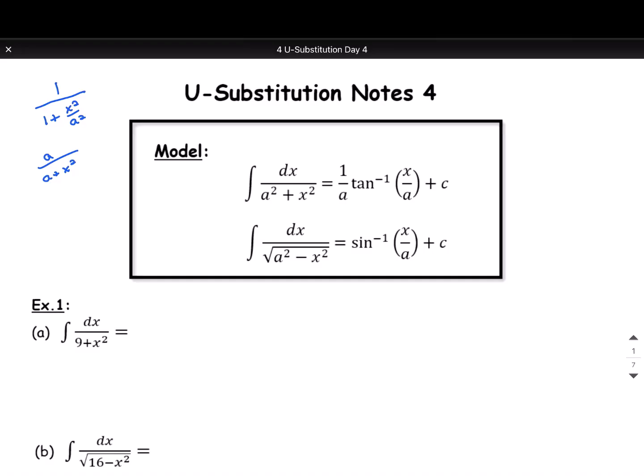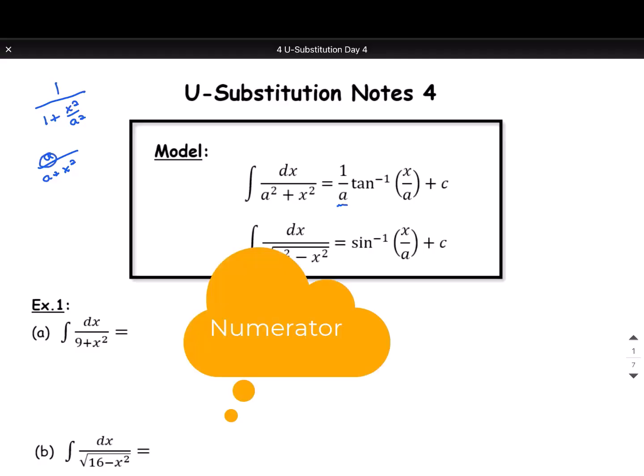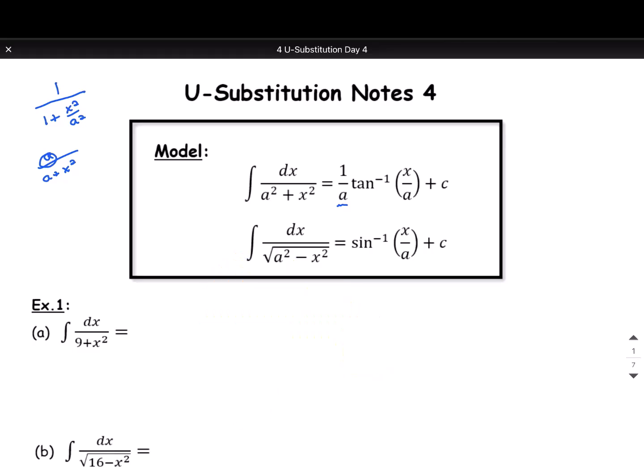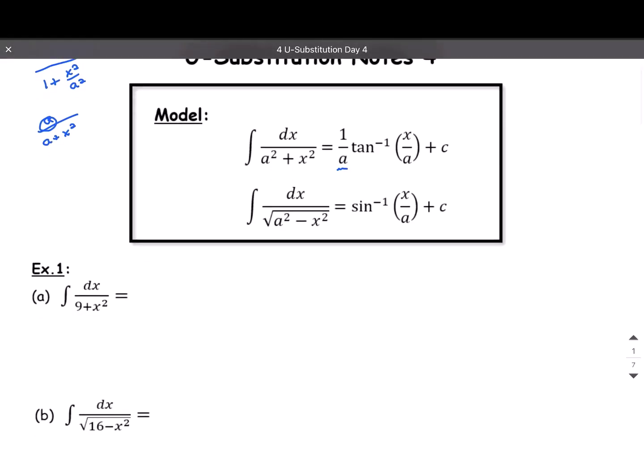So if we take the integral of 1 over a squared plus x squared dx, that's the tan inverse of x over a, but we have to divide by the a because we didn't have the a in the denominator, and then plus c. Similarly, we can do something with arcsine. So the integral of 1 over the square root of a squared minus x squared dx is sine inverse of x over a.